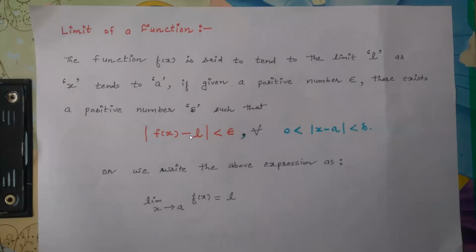Modulus of f of x minus L is less than epsilon. This epsilon is any positive number. This is supposed such that the difference of the given function with that of the limit is very small, very close to zero. Also, one more number delta is supposed here, and the condition for this delta is that modulus of x minus a is positive but smaller than delta.